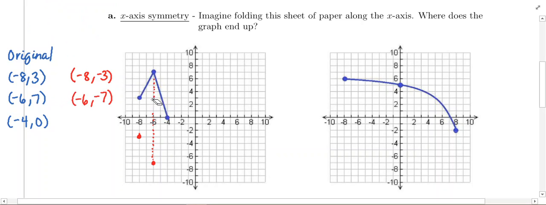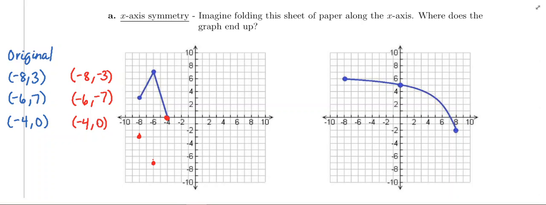All right, and then finally, if we look at that last key point there, the one that's on the x-axis, so at -4, 0. If you fold your sheet of paper, because this point is on the x-axis and you're folding along the x-axis, this point is actually going to stay put. It's not going to move. You can also think of it as 0 units above the x-axis, so when you fold the sheet of paper, it's going to go 0 units below the x-axis.